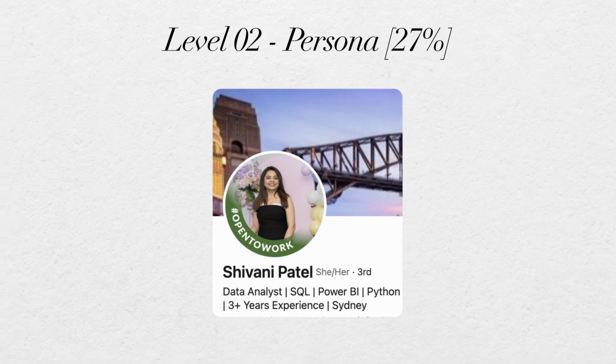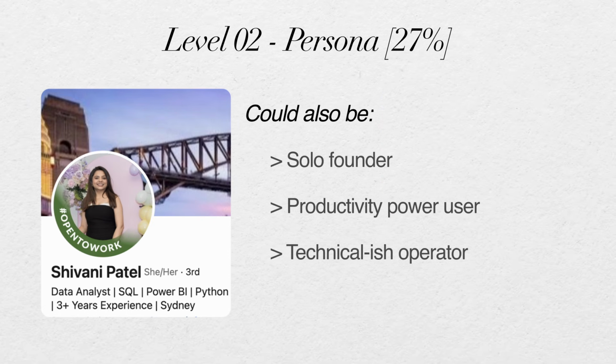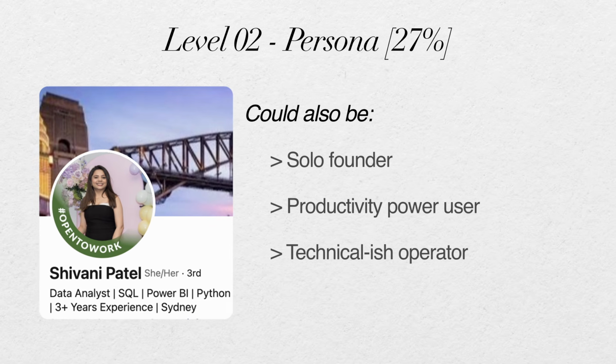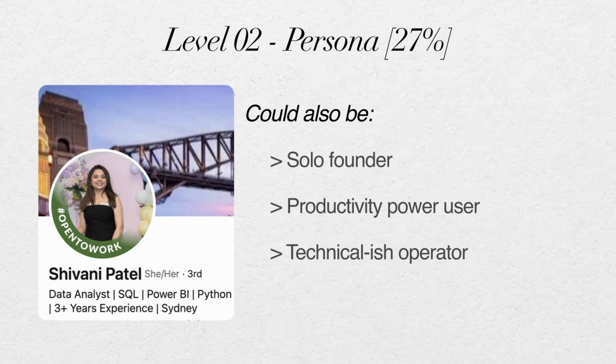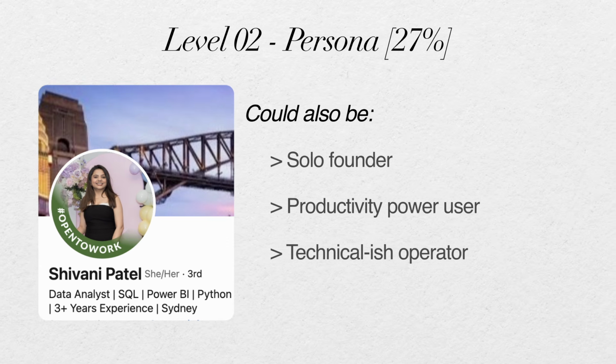Now, moving on to level 2. Who typically is at level 2? It's someone like this girl. This is maybe a solo founder. It's a productivity power user who's looking to level up. Or it's an operator at a company who is technical-ish, not proficient, but really learning and trying to get better. This is where you're crossing from, oh, this is a cool toy, to, wow, this actually helps me.